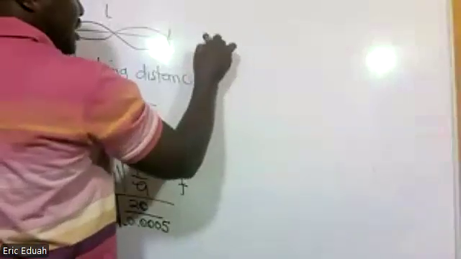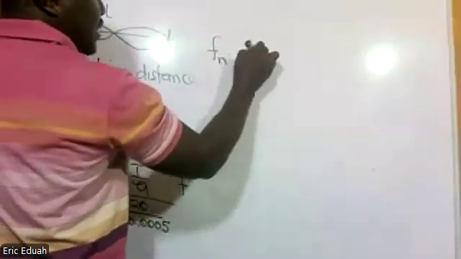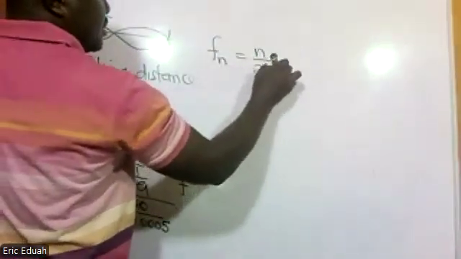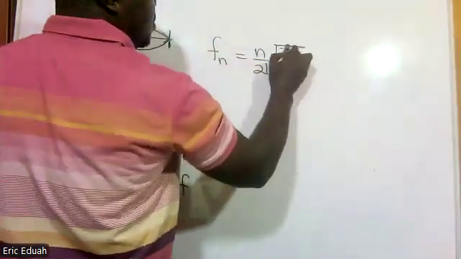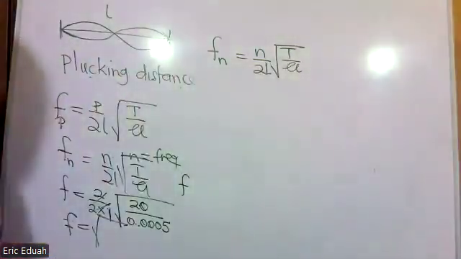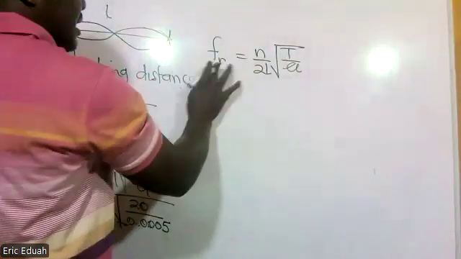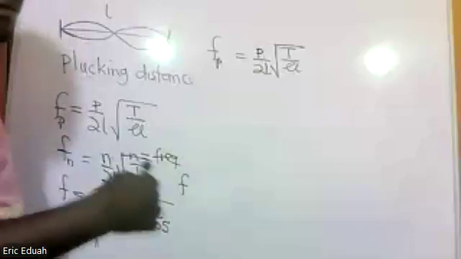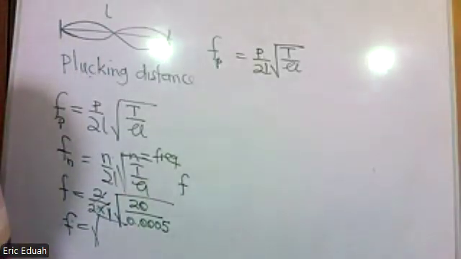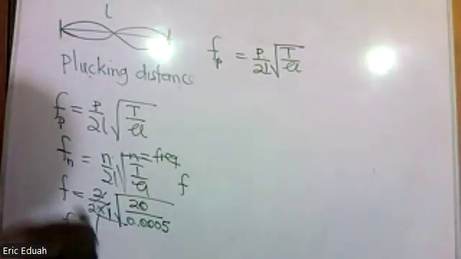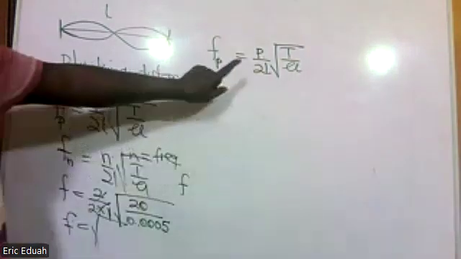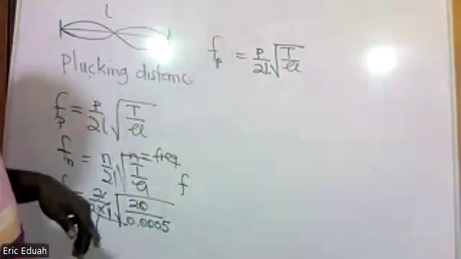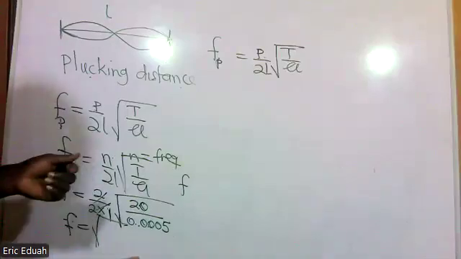We are fond of using Fn is equal to N over 2L times square root of T over mu. N is the same as P. We use P for the number of notes. Okay, N as the number of notes. In foreign books, they use P. So P is the same as N.